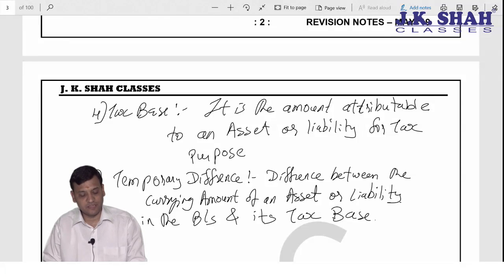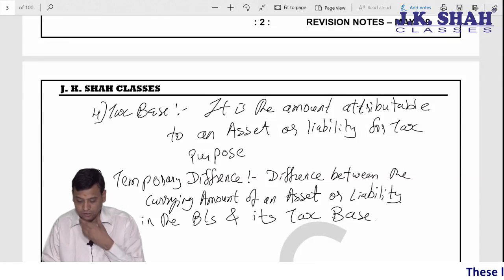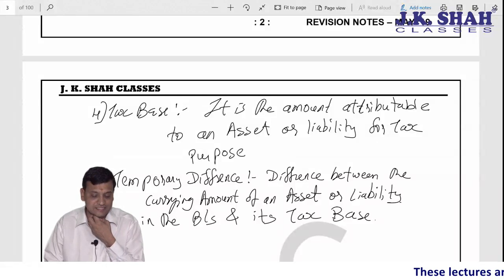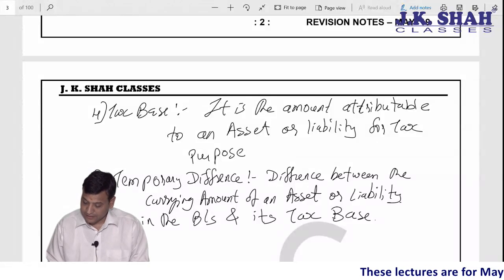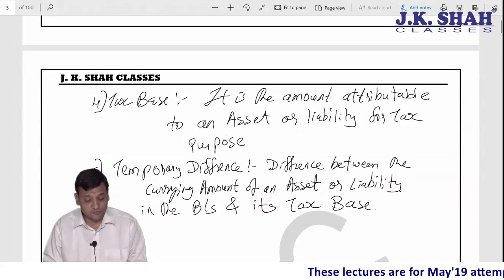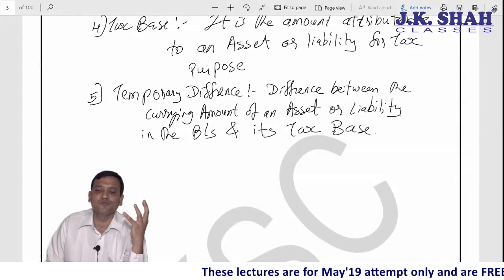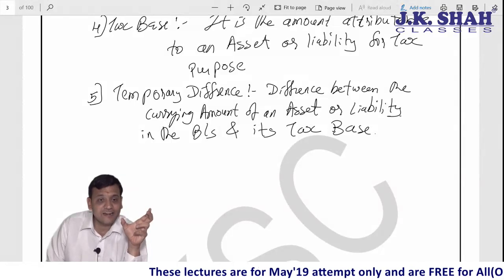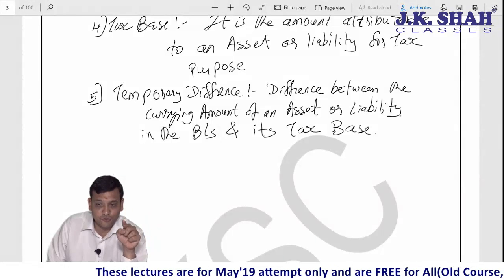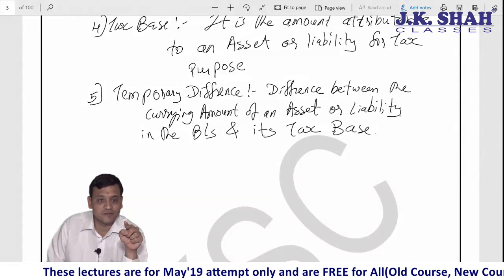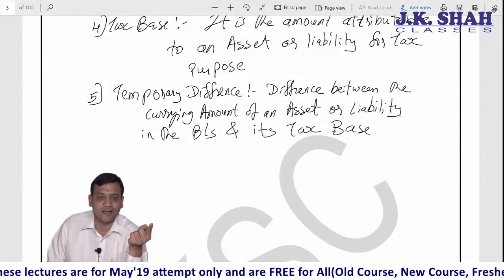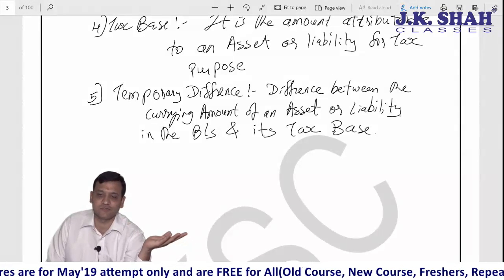The difference between the carrying amount of an asset or liability in the balance sheet and its tax base, that is nothing but temporary difference. Now, because of this temporary difference, what happens? Just try to think in this. This is the reason for which in future I end up paying more taxes, or I end up recovering some taxes which I have paid.